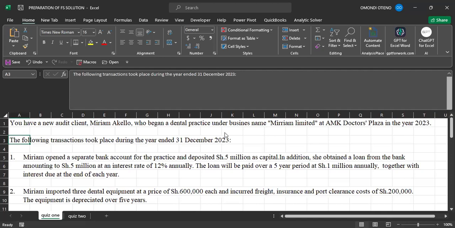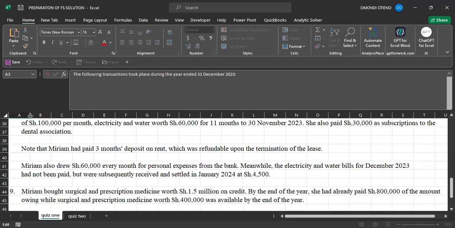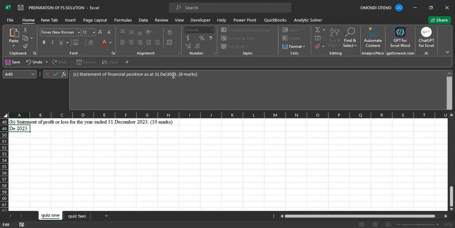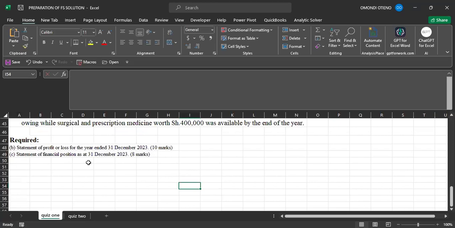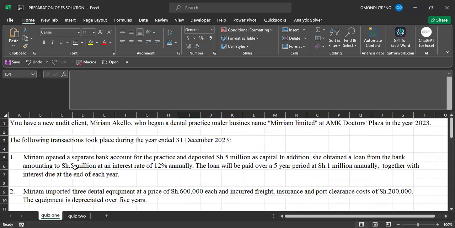So for the year ended 31st of December 2023. So let's prepare this. Yes, good. So let's read through this question and see what is presented here. You are a new audit client.